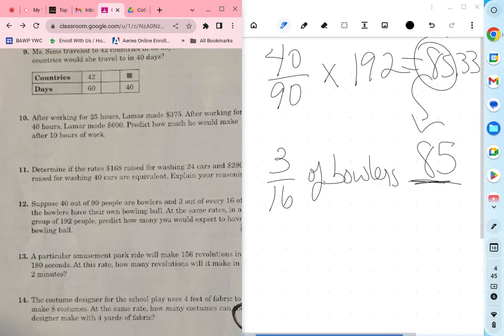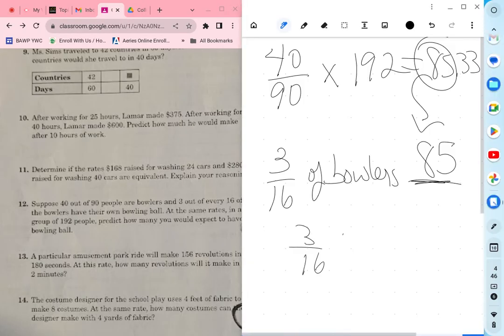And so now we're going to do the same thing. We're going to find 3/16 of that number. So I've got 3/16 times 85. Remember, again, we can simplify however we can, or we can just multiply across. And if I were to do that, I would have 255 over 16, right?